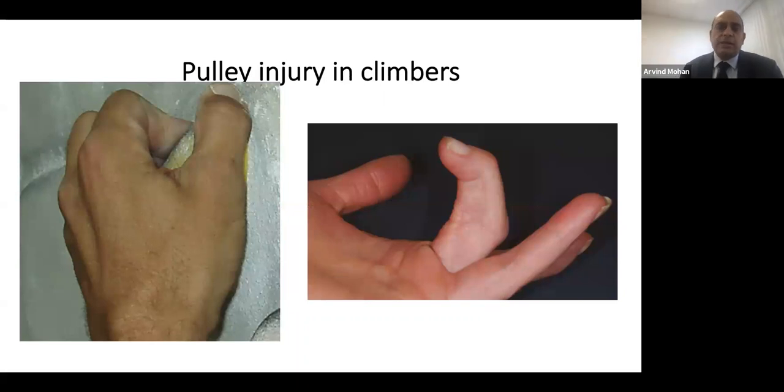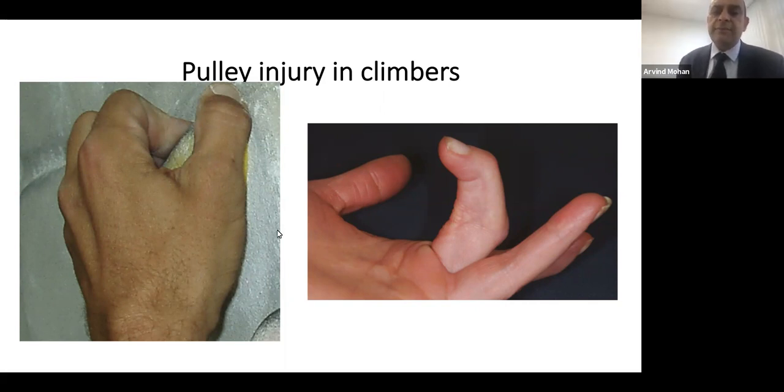Pulley injuries, which I was mentioning, happen because of the important A2 and A4 pulleys. If you think about it in terms of climbing, which has become more popular as a sport, what has happened is that if you don't have the right protection, sometimes the forces going through the fingers are enormous, and that can result in the rupture of these pulleys.